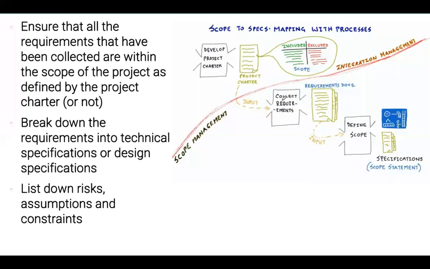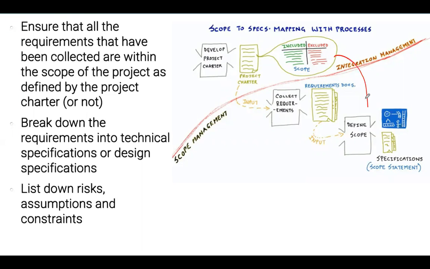So on the left-hand side of this red line, we have scope management. So the requirements input into definition of the scope, and then the scope will produce a technical specification, which is the scope statement for the project. On the other side, we have the integration management. So in the integration management, we're going to have a project charter, which is going to create a very rough outline of what the project should include and exclude.